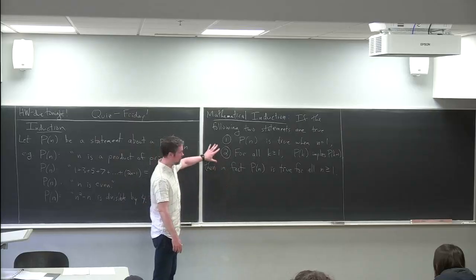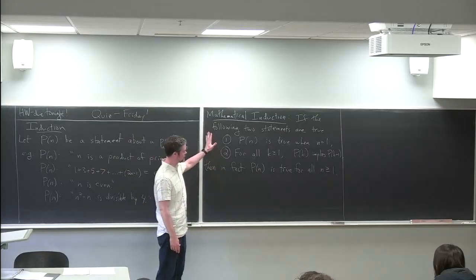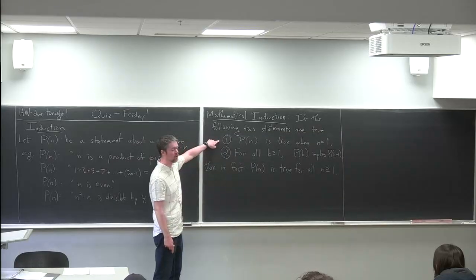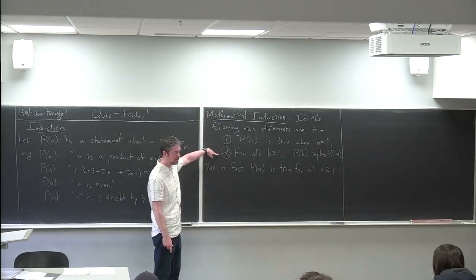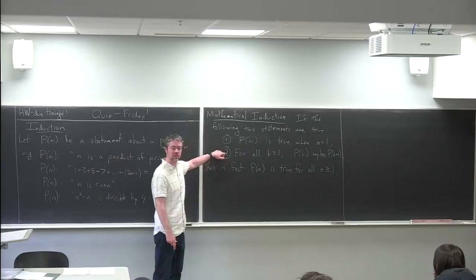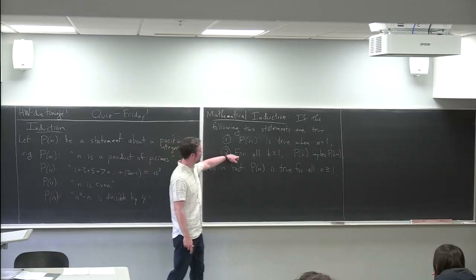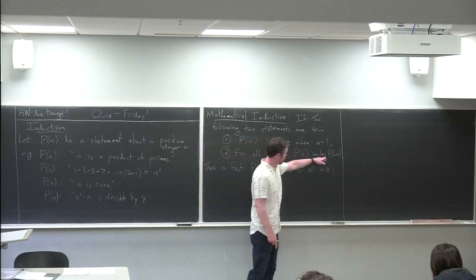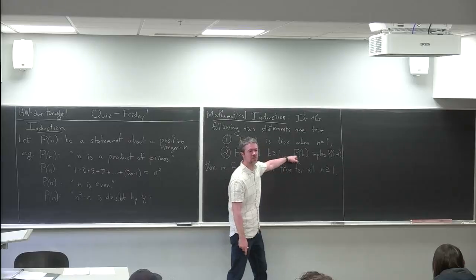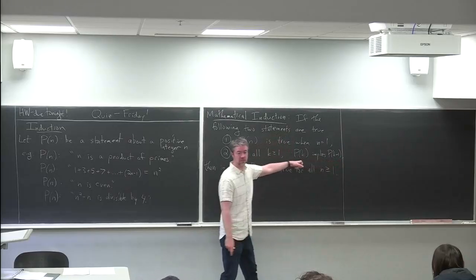Okay, so these are sort of weaker statements, right? So this is just saying P of n holds in one specific case, which is sometimes called the base case. Okay, and then this is a bit different because if you're trying to establish statement 2, what you're proving is an implication. This is like an if-then statement. You're proving that if P of k is true, then P of k plus 1 is true.